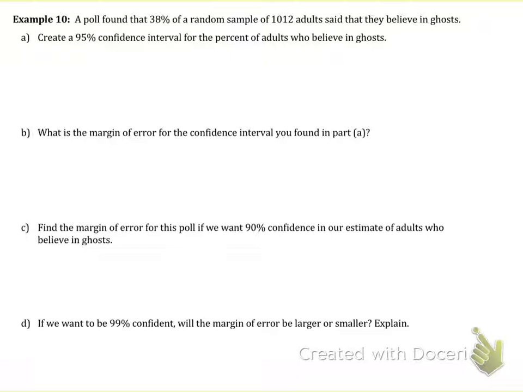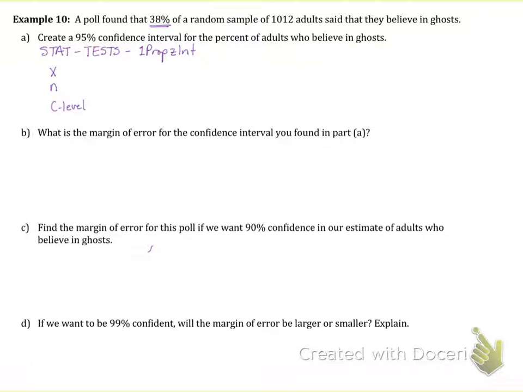So we're going to go to Stat, Tests, and you're going to choose a 1 prop Z interval. And then we need to know X, N, and our C level. Well, X in this case is the hardest part to figure out because notice that instead of a proportion, we're given a percent. But we have our total.